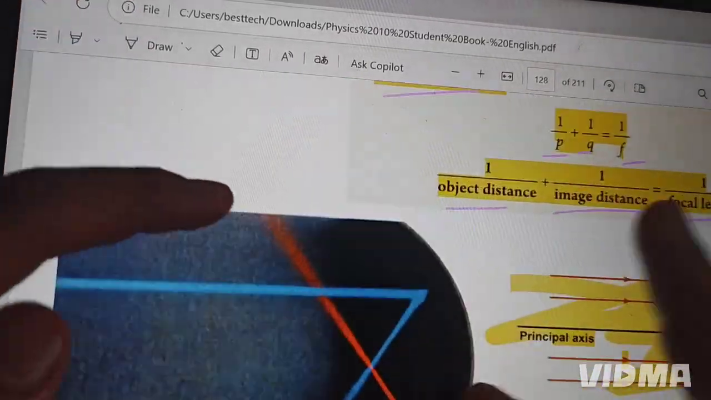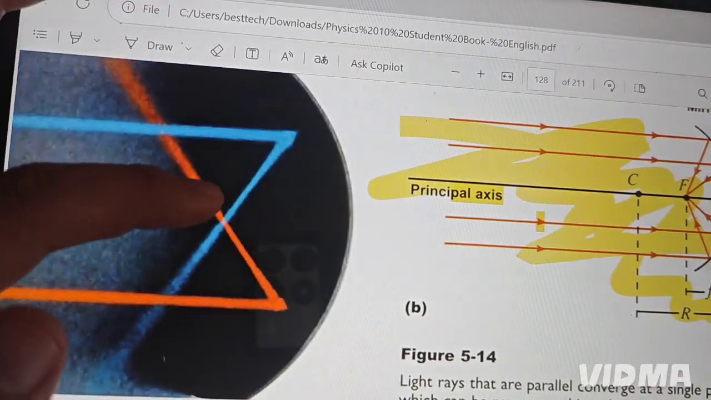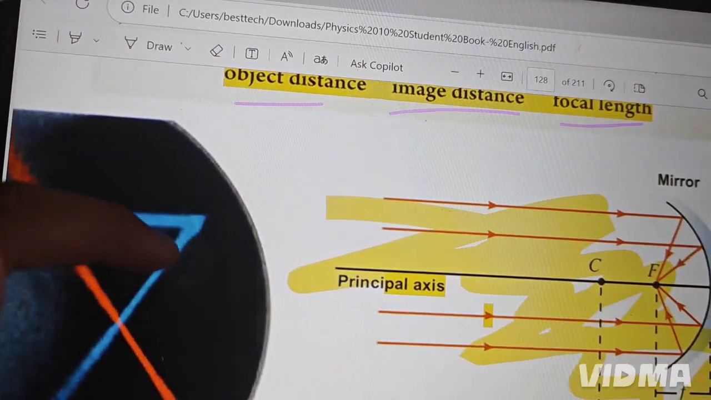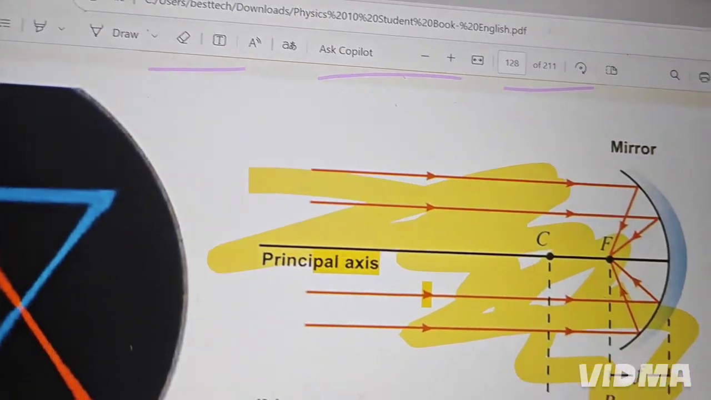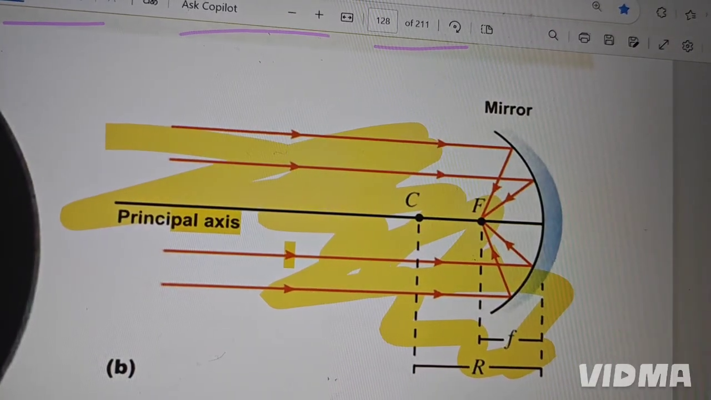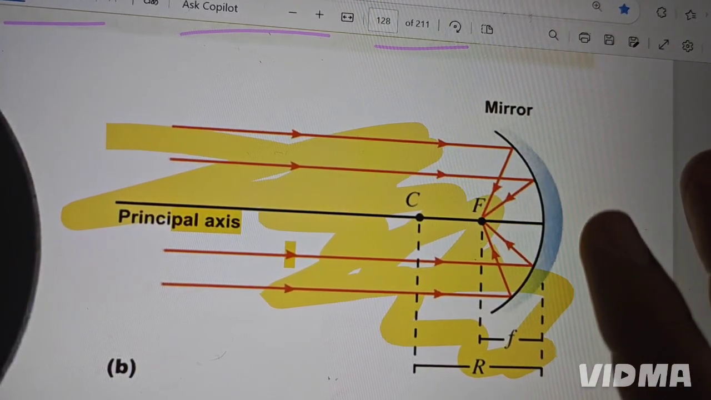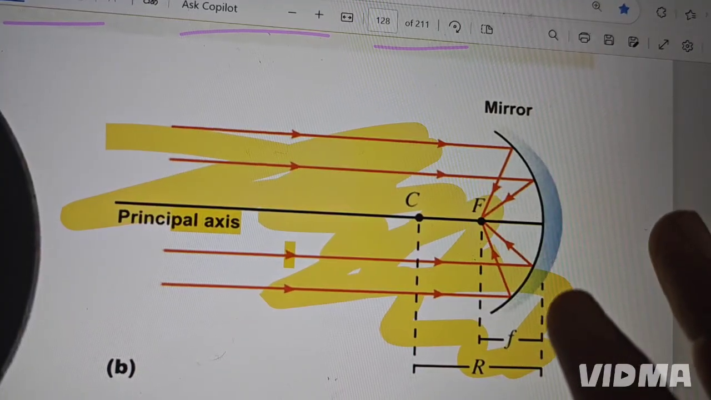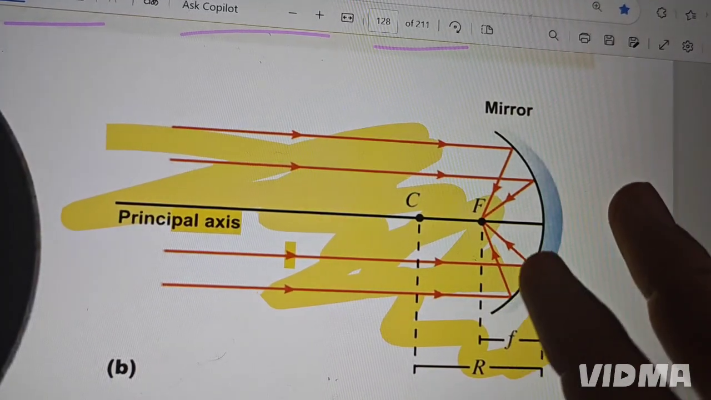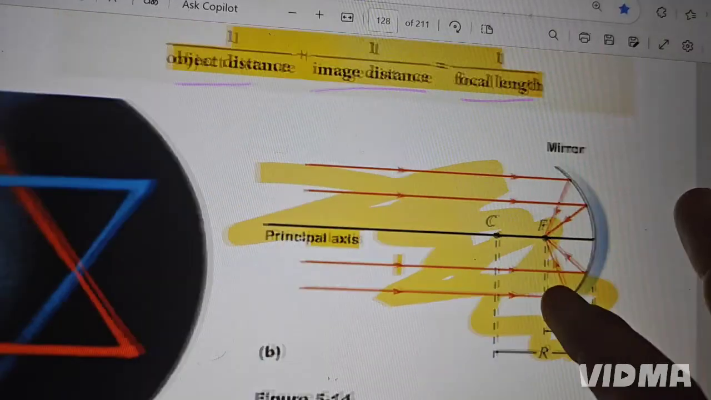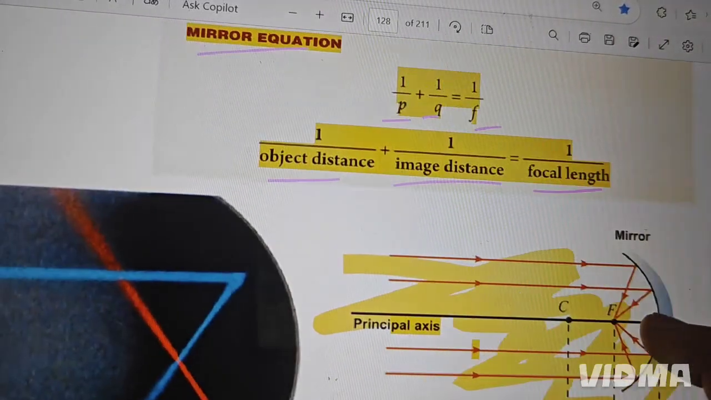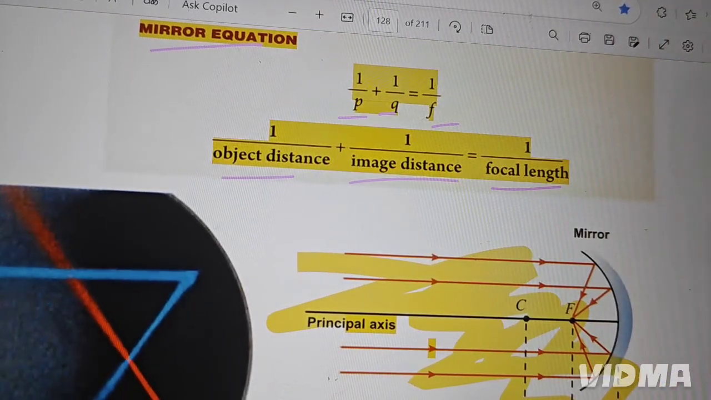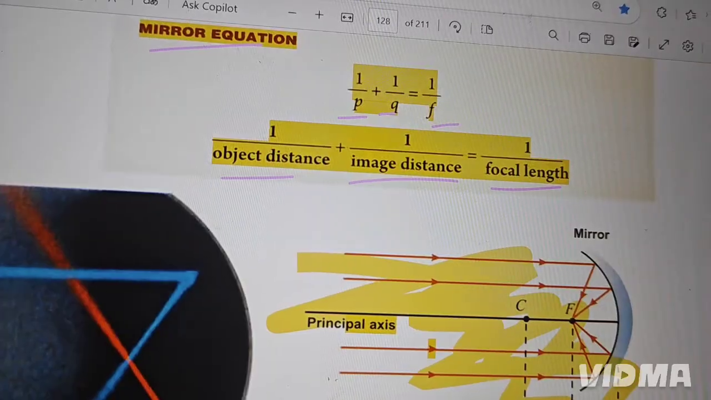So now we understood actually. Take a look back in here. You can understand here more. This F capital. This F small is focal length. This is focal length, as I told you.